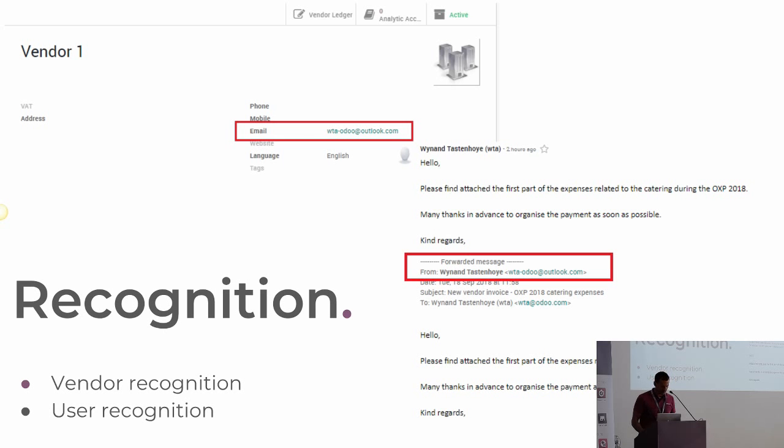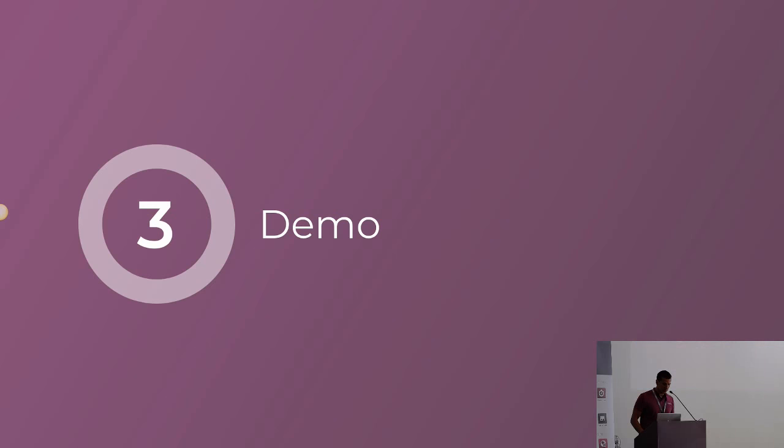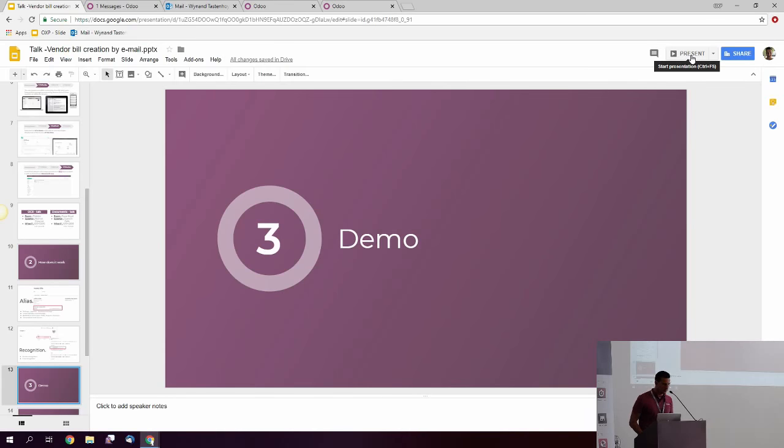And then finally, I added also user recognition. Why user recognition? There is a check in there that if the email is sent by a user known in the database, he will never be added as a supplier. So it's just a little check. So that's it about how it works. Now let's show you a little demo.